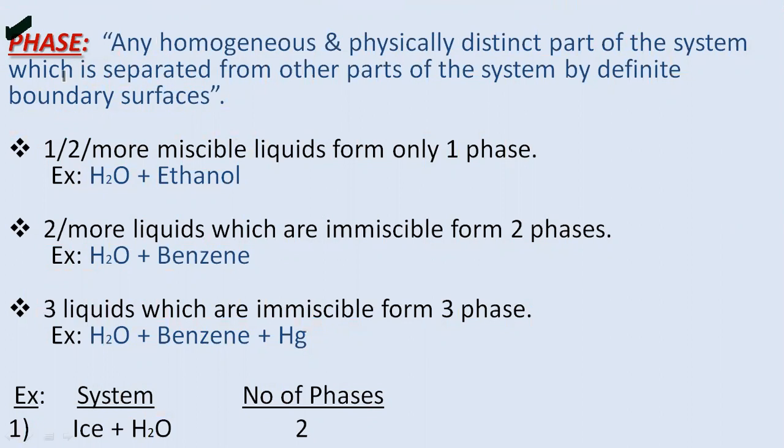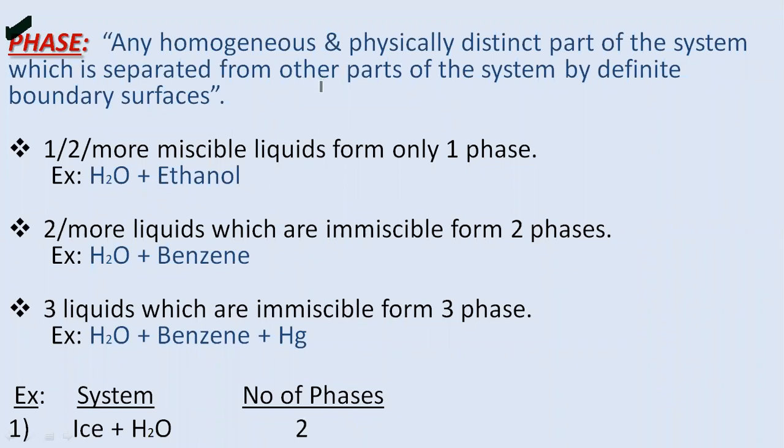Phase is defined as any homogeneous and physically distinct part of the system which is separated from other parts of the system by definite boundary surfaces, right? So this is the definition for a phase. In simple words, a phase is a homogeneous and physically distinct part of the system. For example, when we take a glass of water, you can see it is a homogeneous mixture, right? And here it gives you only one phase, or you can say only one layer.